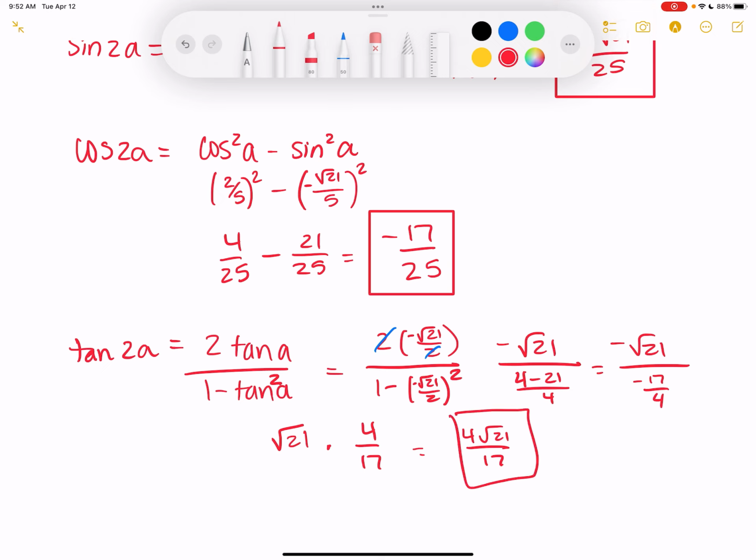I'm sure if Peyton was here, she would have caught my mistake. She would have definitely caught that, and I'm pretty sure she would have caught my negative too.